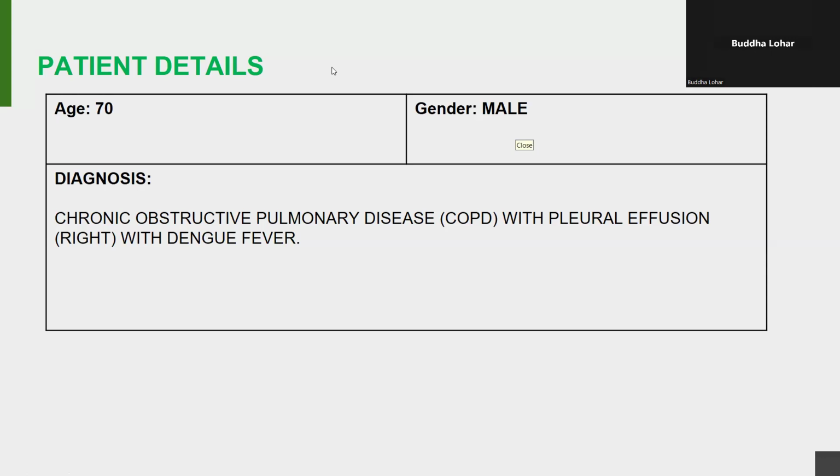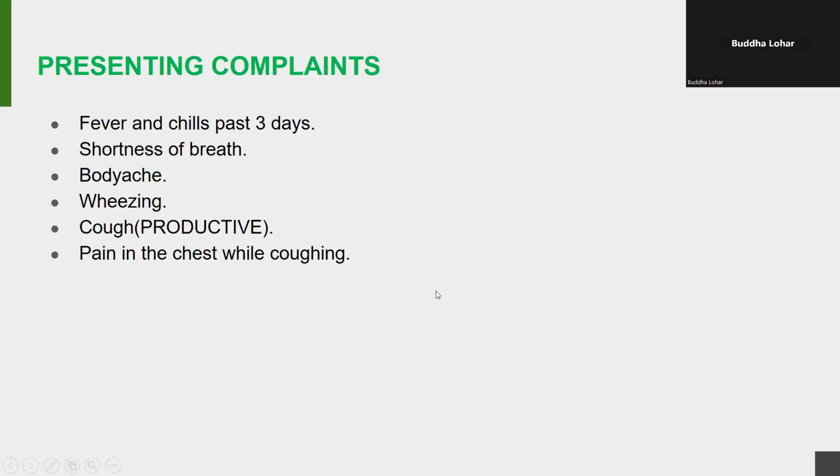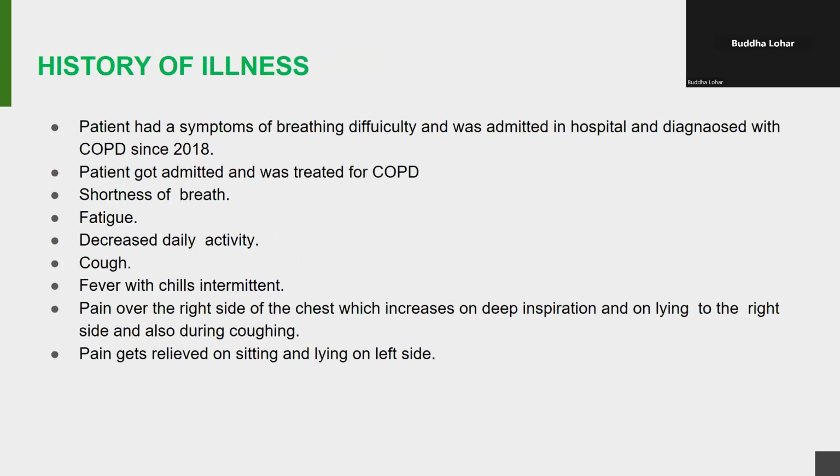Good afternoon, everyone. Today I'm going to present a case presentation on the topic chronic obstructive pulmonary disease (COPD) with pleural effusion on the right side with dengue fever. At present, the patient is admitted in our own hospital, Namchi District Hospital, and the present chief complaints are fever and chills since the past 3 days, shortness of breath, body ache, wheezing, productive cough, and pain in the chest while coughing.